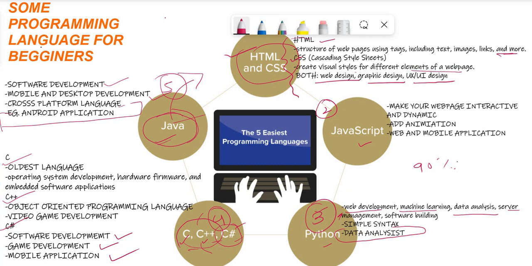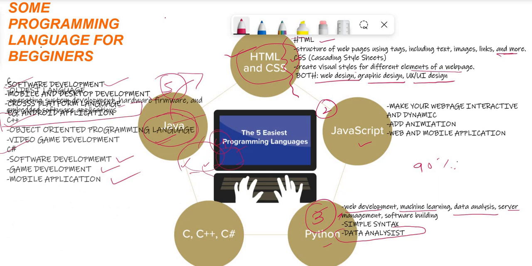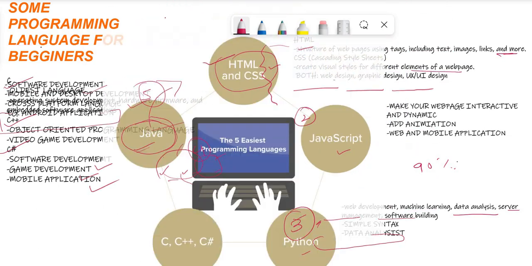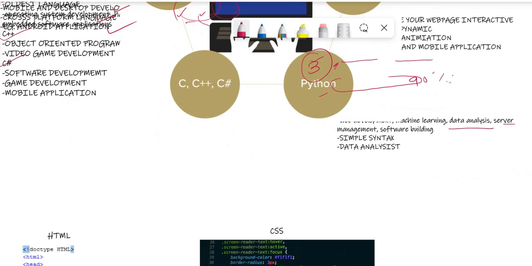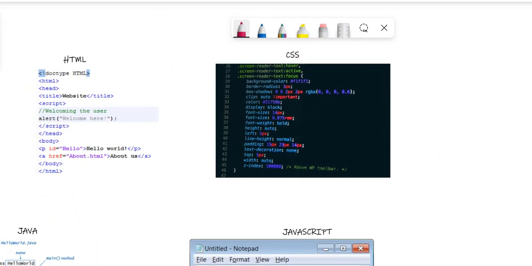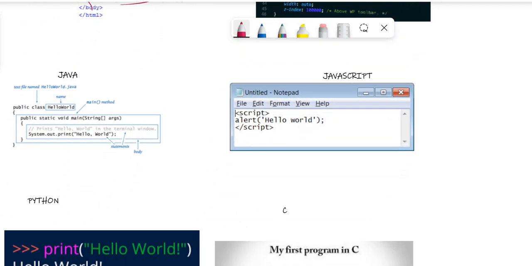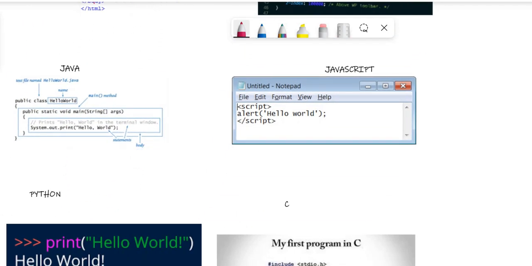Now let me tell you how these languages look. You can see here, this is the syntax for HTML. This is the syntax for CSS. If you see, we have chosen here color, font size, font weight and line length, everything. This is the syntax for Java. This is the syntax for printing just a hello world. You can see all of this you have to write here.